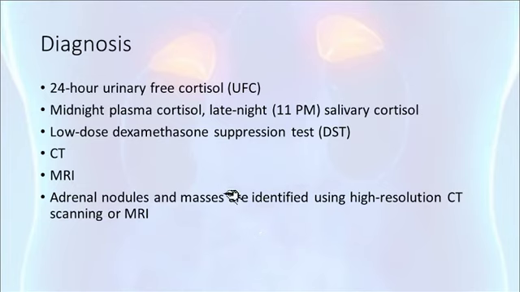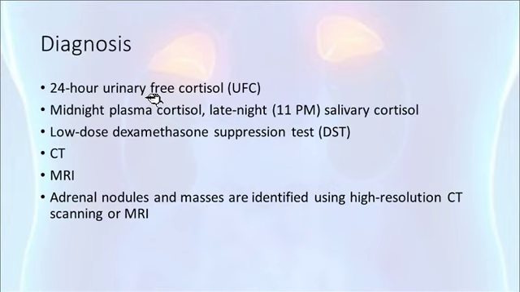Now, the way to diagnose Cushing's syndrome is to look at urinary free cortisol levels as well as midnight cortisol levels at approximately 11 p.m. to determine control. The third test, or probably the most important test, is the low-dose dexamethasone suppression test.